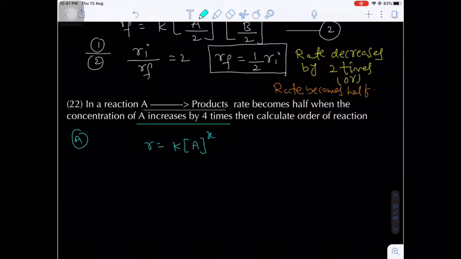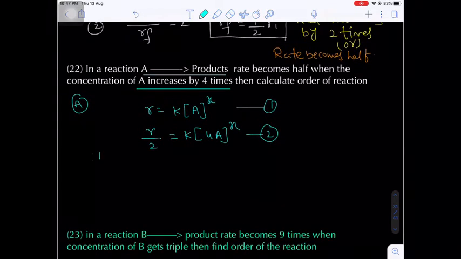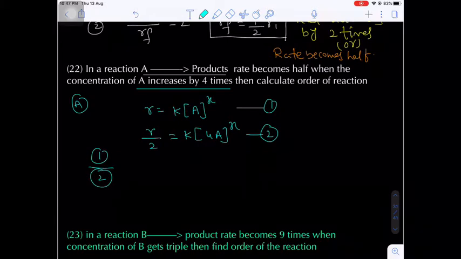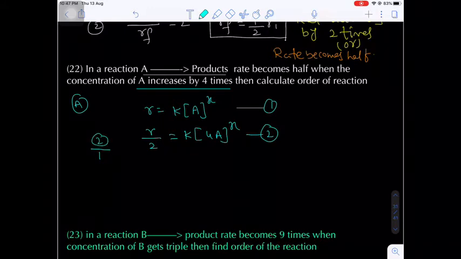Now in this question, the rate of the reaction becomes half, that is, R becomes R by 2 when the concentration of reactant A increases by 4 times, that means A will become 4A. Now here equation 1 and equation 2. From these two equations, shall I find the X value? Yes, so 1 divided by 2, otherwise you can calculate 2 divided by 1 also, equation 2 divided by equation 1.